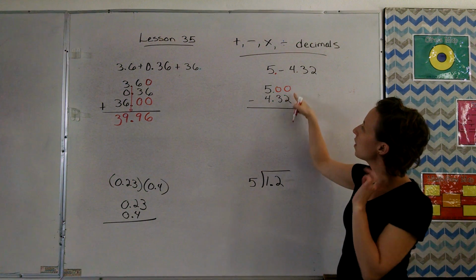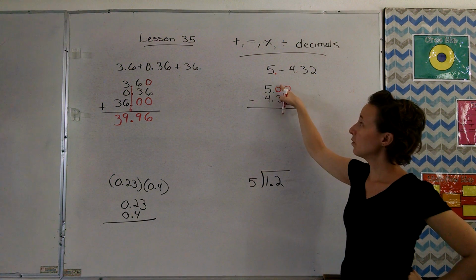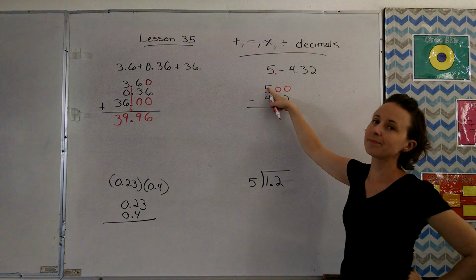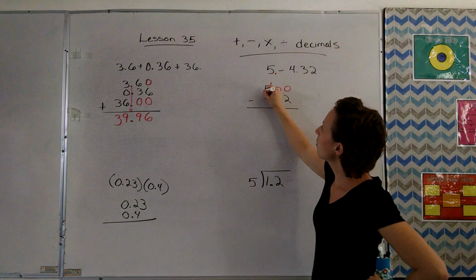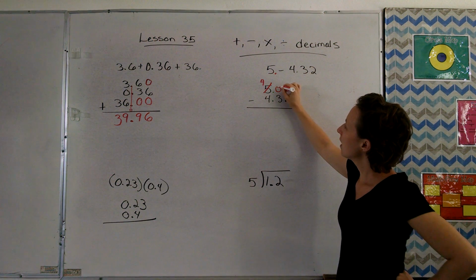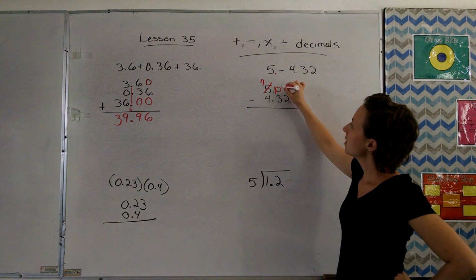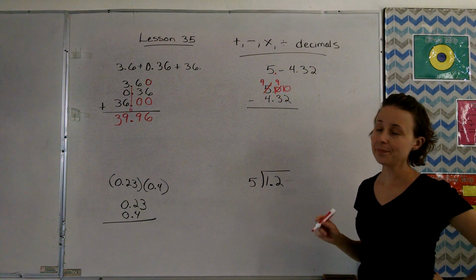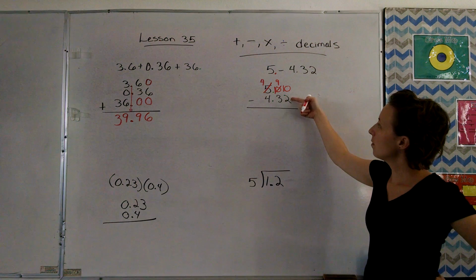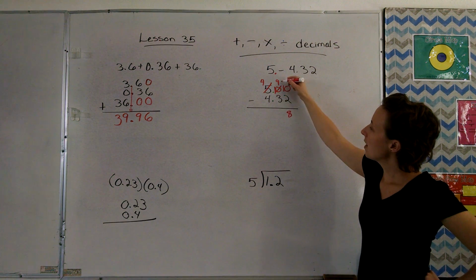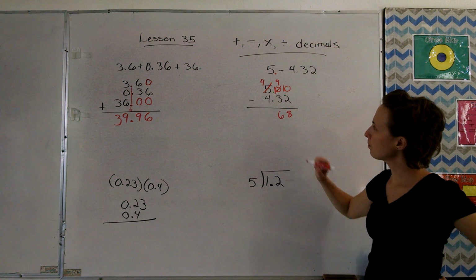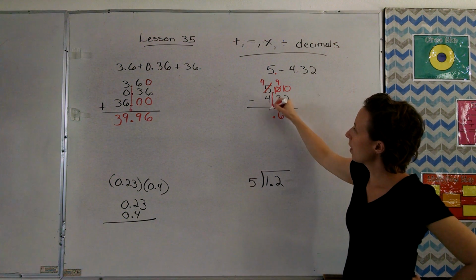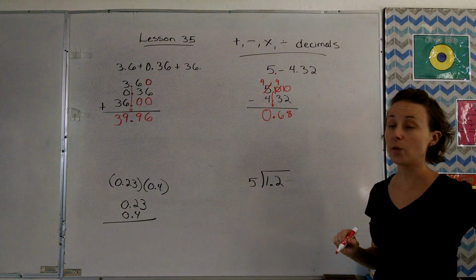Now let's see, if I have 0, I can't take away 2. Let's see if we can borrow. Now I can't borrow from a 0. See if we can borrow from 5. I can. Let's take 1 away from the 5 and rename it as 10 here. Let's take 1 away from that 10, make it 9, and rename it as 10 here. Now I can subtract. 10 minus 2 is 8. 9 minus 3 is 6. Bring down your decimal point. You don't want to lose it. 4 minus 4 is 0. 0.68.